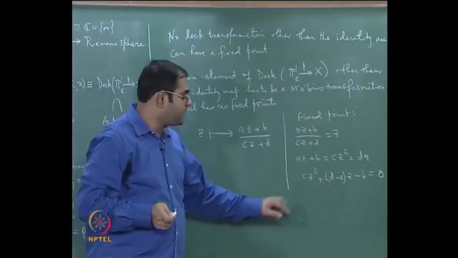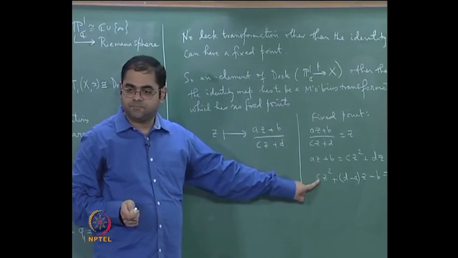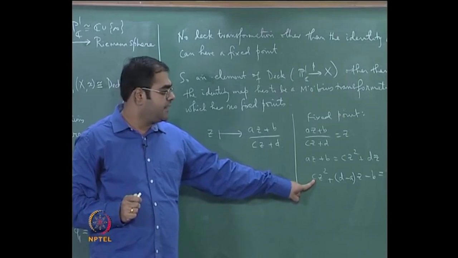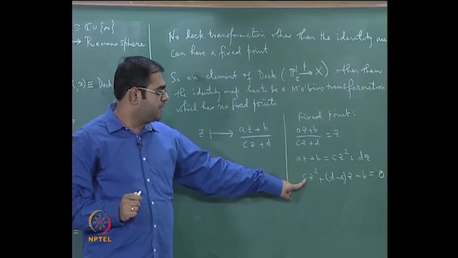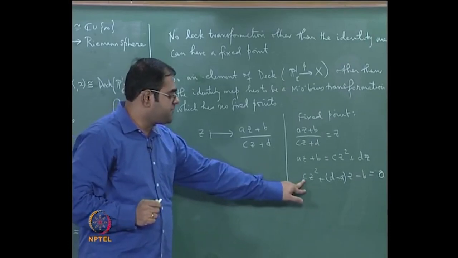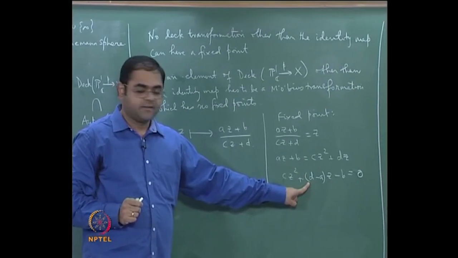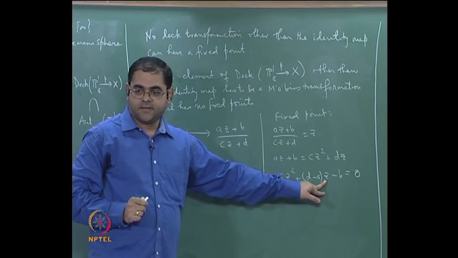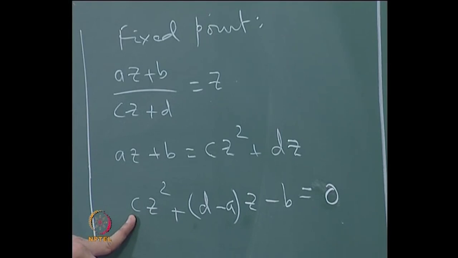Now notice that this is a quadratic equation. If c is 0, this is not a quadratic equation. And if c is 0 and a is not equal to d, then I get a fixed point. And if c is not 0, I have two solutions to the quadratic equation, which will give me fixed points.